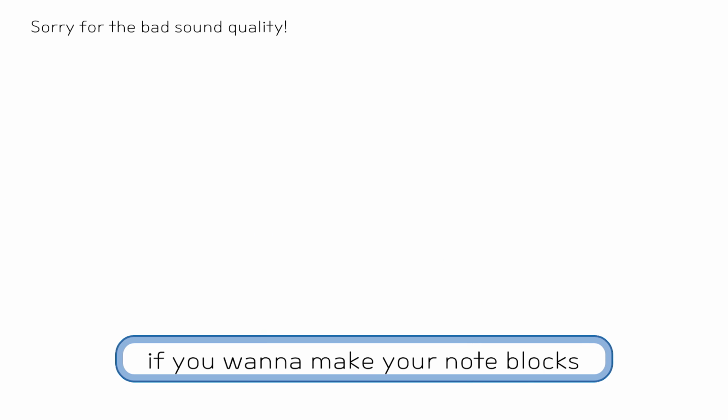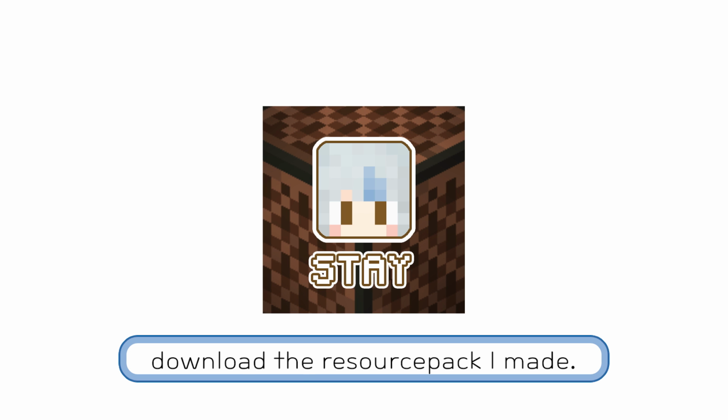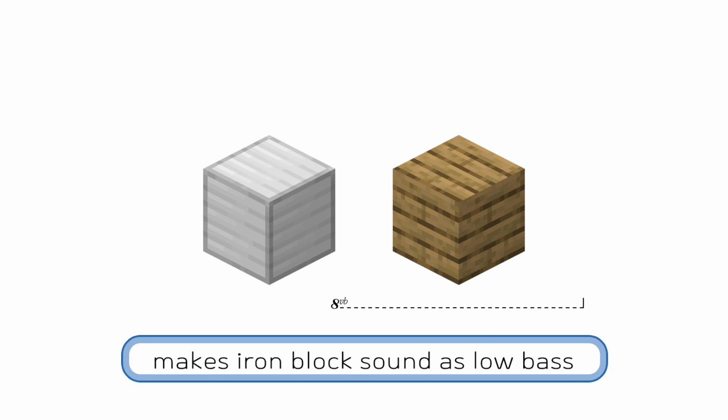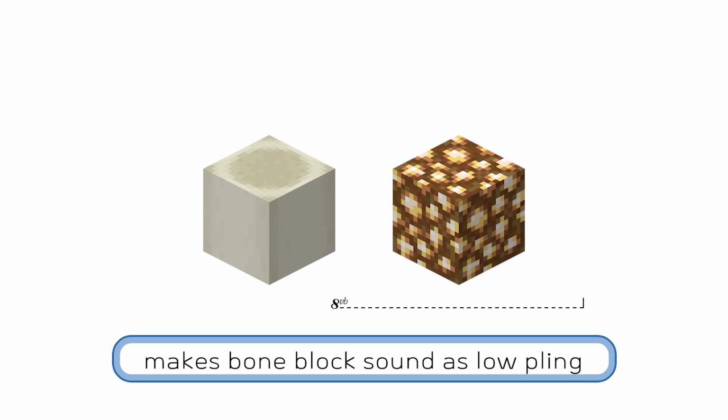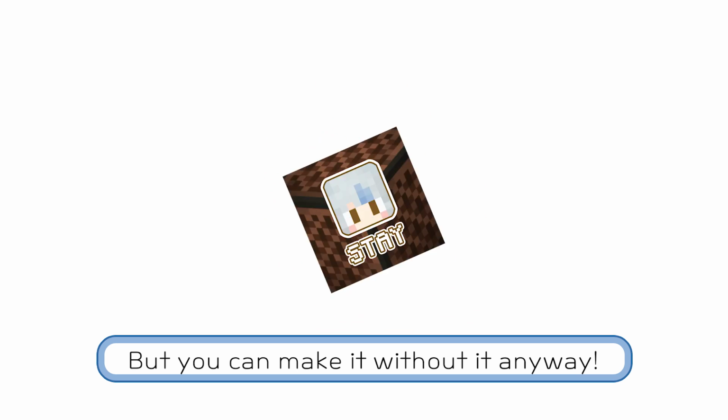Before you start, if you wanna make your Noteblock sound very similar to mine, download the resource pack I made. It raises the guitar sound an octave, makes iron block sound as low bass, makes bone block sound as low tone, and I added a little reverb to every instrument. But you can make it without it anyway.